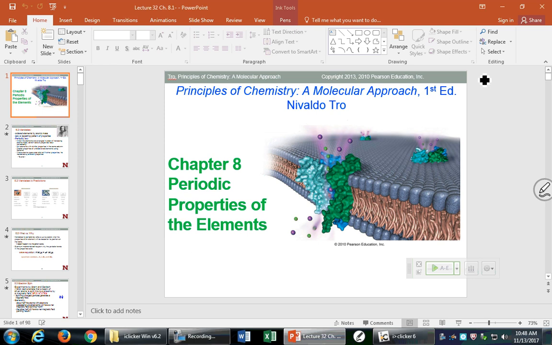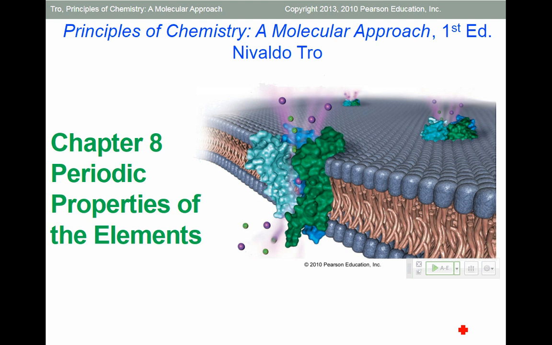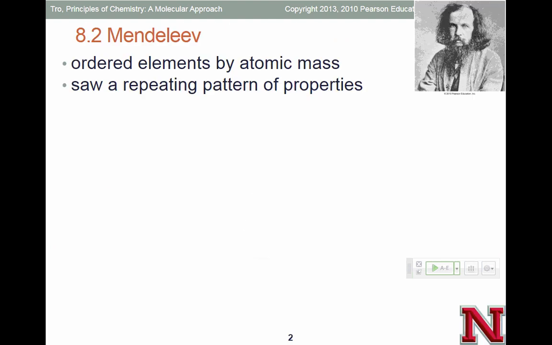We're going to be focusing on the next two chapters, which we should finish. I doubt we'll get to chapter 10, but we'll cover whatever is on test 3 that we do get to. So chapter 8, we're looking at the periodic properties of the elements, and we're relating what we learned in chapter 7 to understand bonding and to understand our trends.